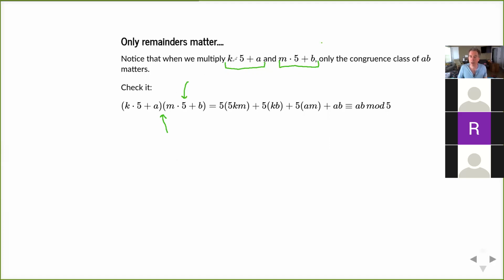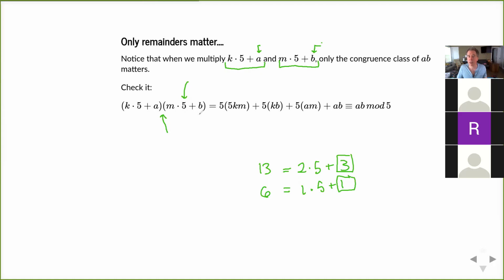We'll take two numbers. This one happens to be in this equivalence class, so it has a remainder A. And this one is in the equivalence class corresponding to B. Possibly A and B are the same, we don't know. This just stands for two numbers, and it could be anything. For example, if one of the numbers is 13, then it would be 2 times 5 plus 3, and the A value would be 3. And if the other number were 6, then this would be 1 times 5 plus 1, and the B value would be 1.